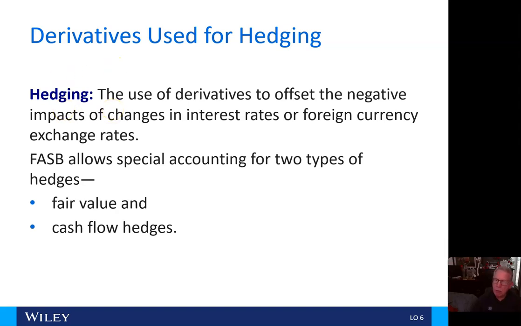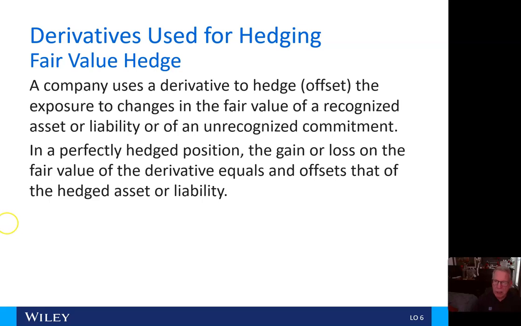So the FASB allows special accounting for two types of hedges, the fair value and the cash flow hedge. Okay. The fair value hedge, here, a company uses a derivative to hedge or offset the exposure to changes in fair value of a recognized asset or liability or of an unrecognized commitment. In a perfectly hedged position, the gain or loss on the fair value of the derivative equals and offsets that of the hedged asset or liability.